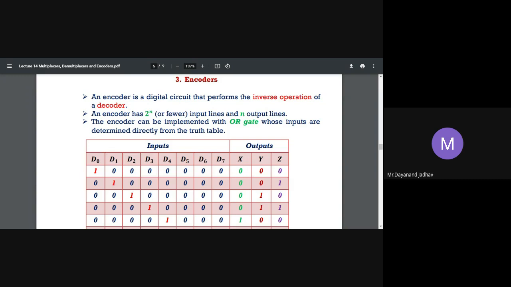An encoder has 2 raised to n input lines and n output lines. The encoder can be implemented with OR gates, whose inputs are determined directly from the truth table. See here, there are three outputs x, y, z, and the number of inputs can be calculated using 2 raised to 3 outputs, which is equal to 8. Therefore, D0, D1, D2, D3, D4, D5, D6, D7.